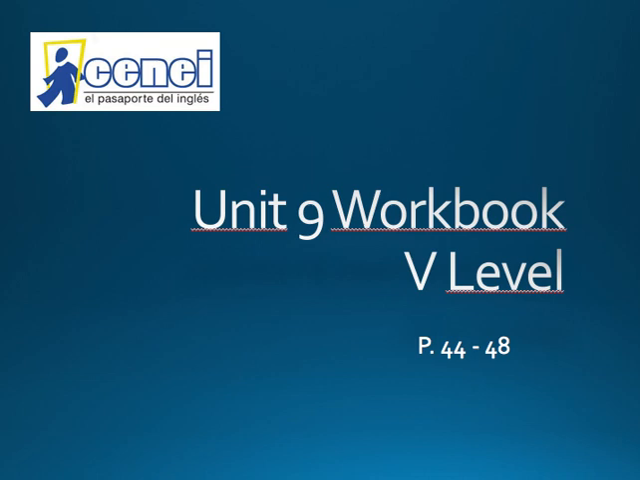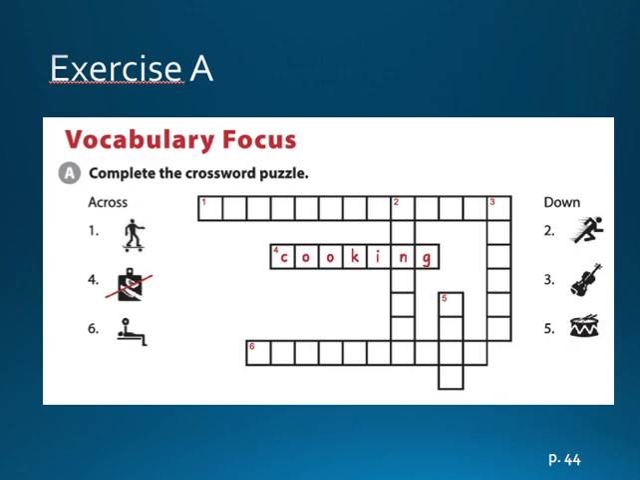We're going to complete unit 9 and we're going to work with pages 44 to 48. So what we need to do next, open your workbook to page 44 and the first exercise that you will find is this one, exercise A, vocabulary focus. If you check, the exercise is a crossword puzzle, and what we need to do here is check the actions that we have on the pictures and write them here. For example, for number 1, we have a guy using a skateboard, so the action is skateboarding. That's the thing that we need to write here.